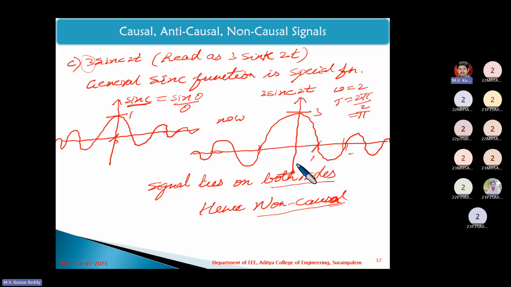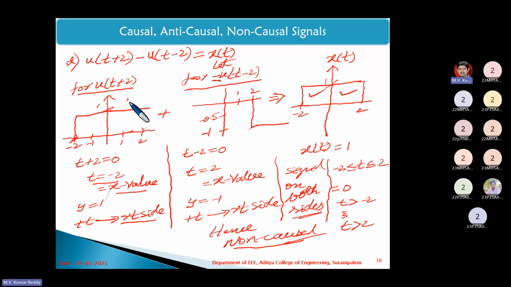Here also u of t plus 2. u of t plus 2 is on both sides. u of t minus 2 is on the right side. Whenever these two signals are mixed, this is the resultant signal. This signal is on both sides, that is left side and right side. So it is called non-casual.